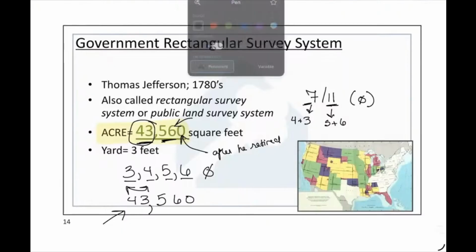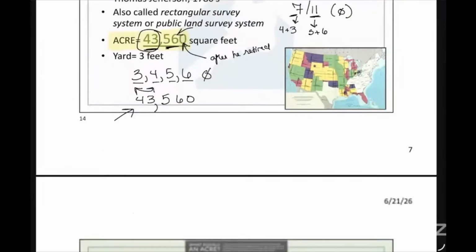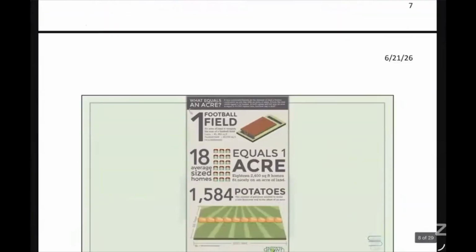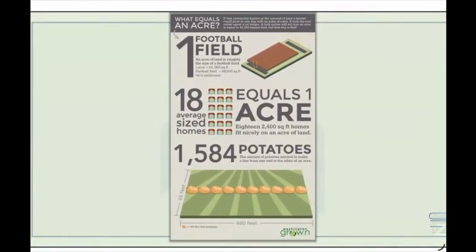Having said all that, you need to remember that the government rectangular survey system is applied to most of the United States. And when I say most of the United States, let me pause right there. If you all are new to real estate, you may not realize how big an acre is.